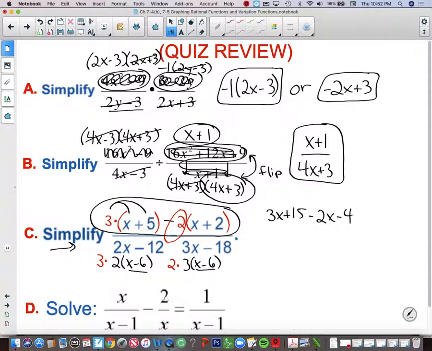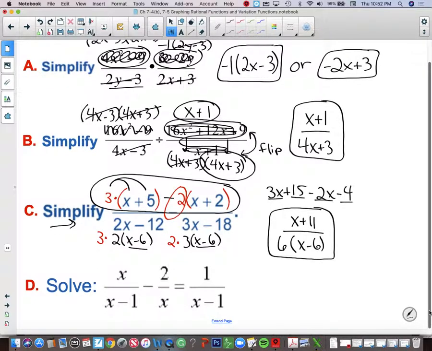So simplify from there. 3x minus 2x is just an x. 15 minus 4 is 11. And our denominator will be 6 times (x minus 6). And remember, you don't need to multiply the denominator in there. You can if you want to. I'll accept either answer, but you can leave it as factored.